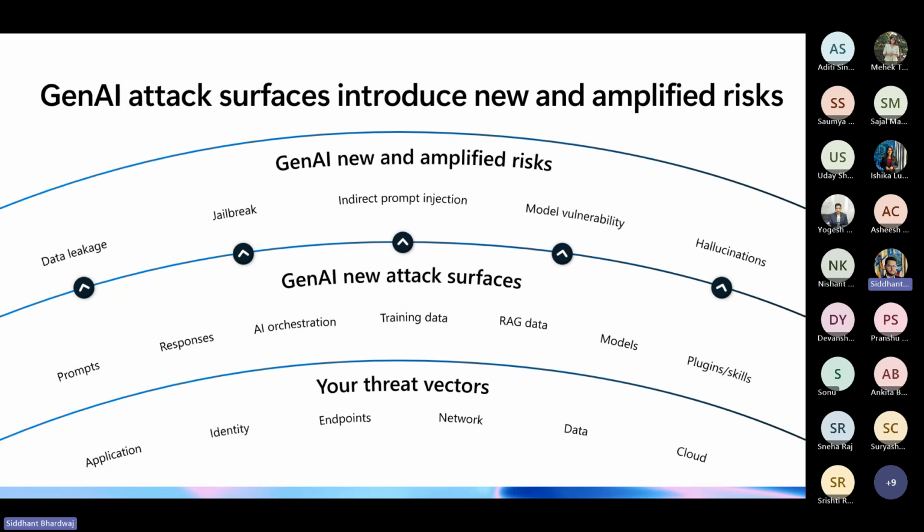This particular slide shows us different attack vectors and the different attack surfaces where you have so much exemplified risk. Your particular threat vectors will start from your applications, the identity, endpoints, network, data, and cloud. These are your particular attack vectors. Now, when you introduce Gen AI on top of it, the new attack surfaces increase. The older ones, we all secured our applications. We all utilize AD and identity providers, access providers, IDPs, and whatnot, right?